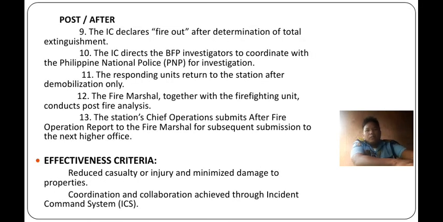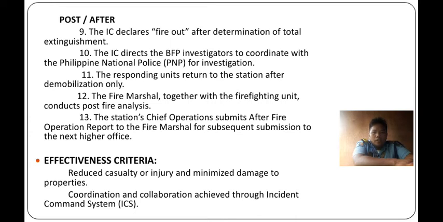So we have here post after. 9. The IC declares fire out after the determination of total extinguishment. 10. The IC directs the BFP investigators to coordinate with the Philippine National Police for investigation. 11. The responding units return to the station after demobilization only. 12. The fire marshal, together with the firefighting unit, conducts post-fire analysis.